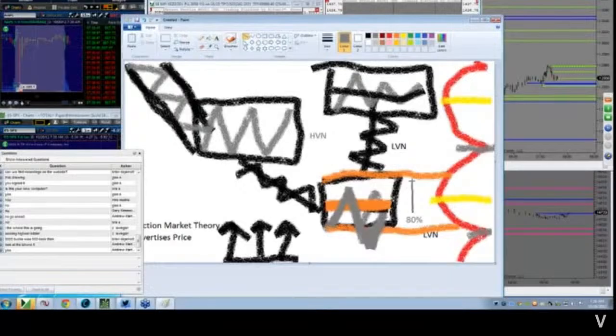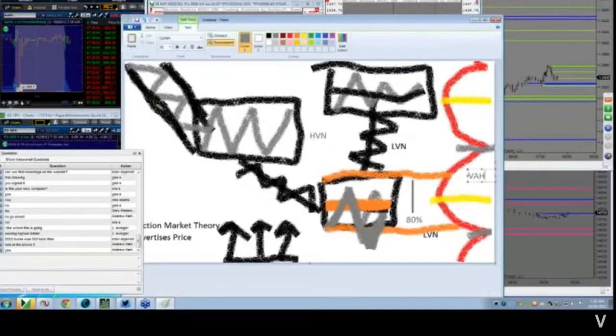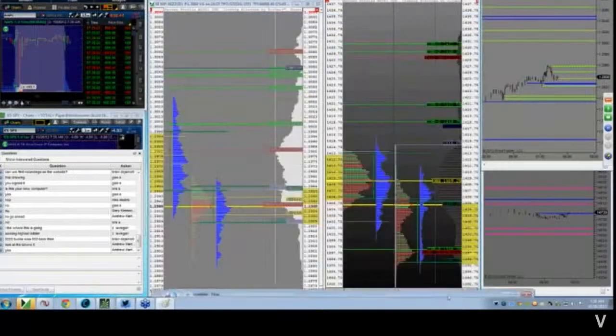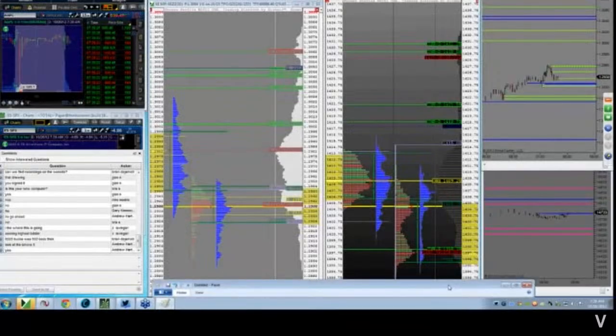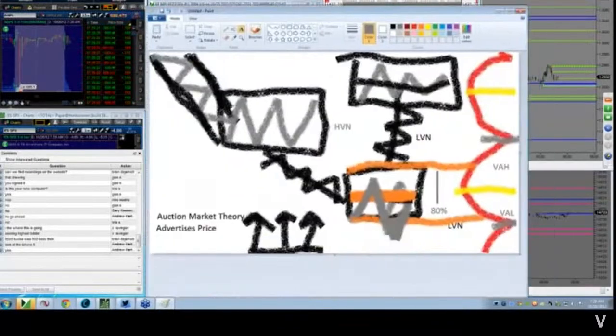You will test the other side of the range. What is this? This is the value area high, VAH, VAL. Is that not what the market's doing right now? Remember, it's an auction market. Everything in life does the same thing. Everything.